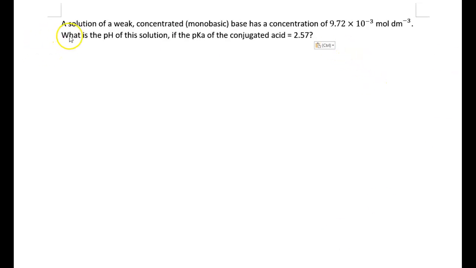This is quite a challenging question actually, because we've got a weak but concentrated base this time. We've been given the concentration of this base, and we are required to find the pH of this solution. And we've got the pKa of the conjugate acid for this base.